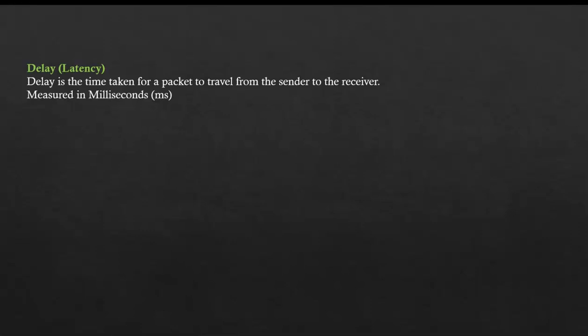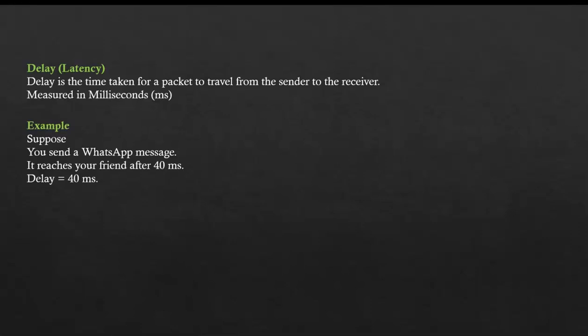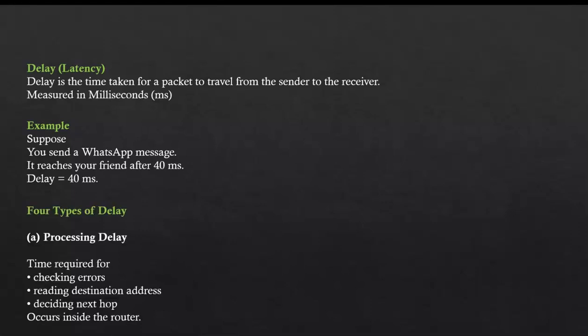Moving on, the next metric is called the delay or the latency. Delay is defined as the time taken for a packet to travel from the sender to the receiver, and this delay is measured in milliseconds. For example, assume that you send a WhatsApp message to your friend. The message reaches your friend after 40 milliseconds. So here the delay is 40 milliseconds.